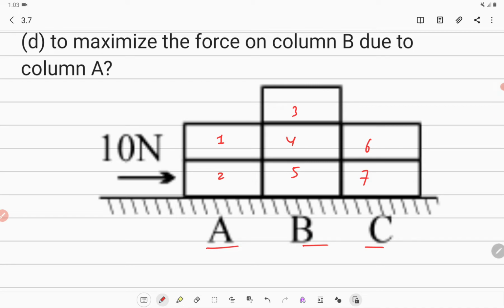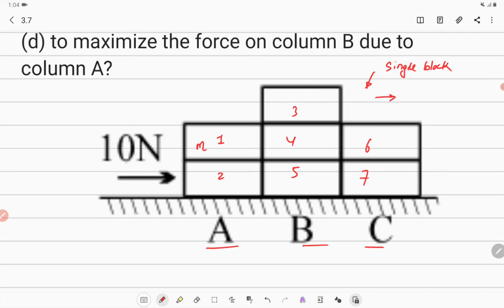Okay, so let us assume that the mass of each domino is m. So the total mass of the 7 dominoes will be 7m. And if they are not slipping over each other, they can be treated as a single block. This is a single block, because there is no slipping between them.